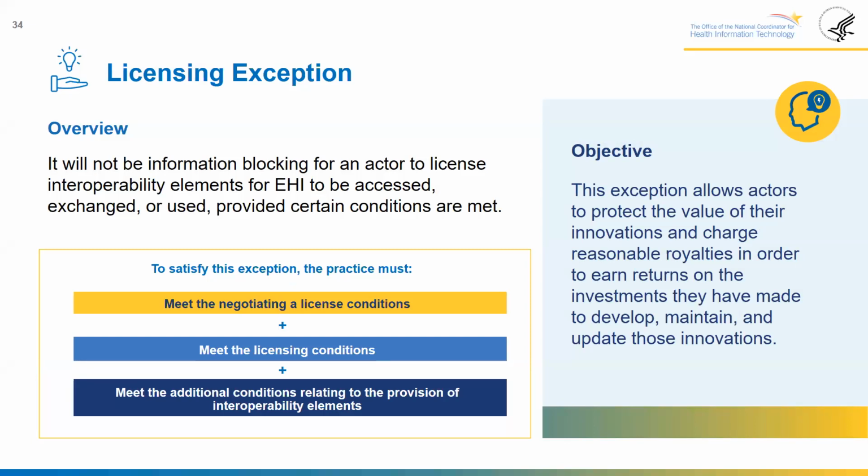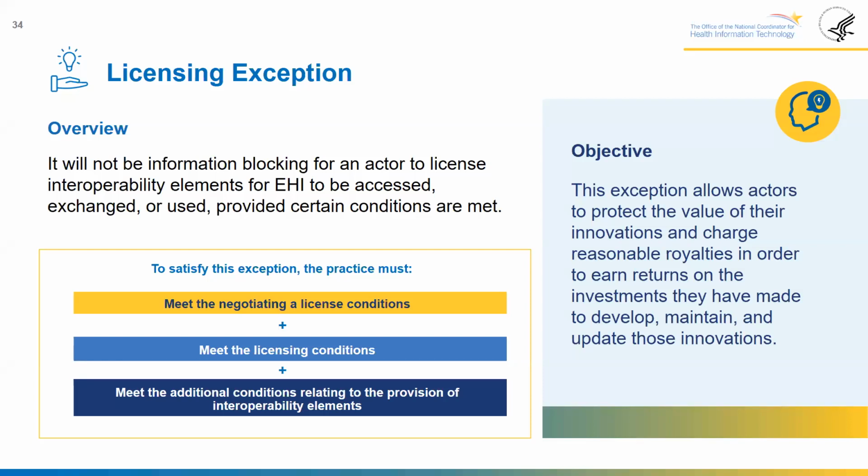So I'm going to talk briefly about some of the conditions within this exception. So first, you have negotiating a license conditions. Under this one, an actor must begin license negotiations with the requester within 10 business days from receipt of the request and must negotiate a license within 30 business days from receipt of the request. I would just want to note that this time frame was expanded from the proposed rule and provides actors with increased flexibility for negotiating a good faith license, taking into consideration potential complexity and variability associated with these types of negotiations. And we believe this is a clear timeline that will reduce a potential burden on actors.